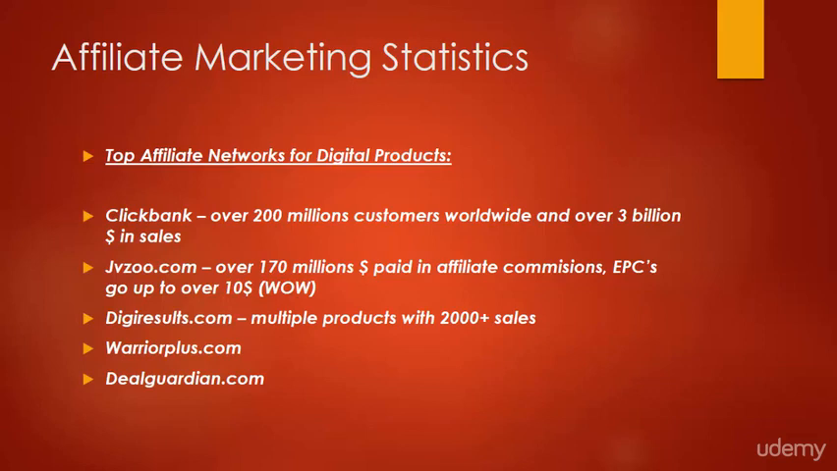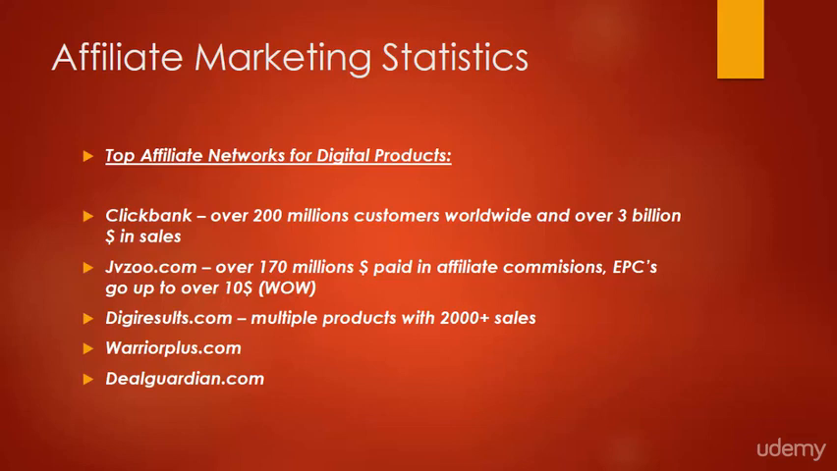Then we have jointventurezoo.com. It has over $170 million paid in affiliate commissions, and their earnings per click go up to over $10 for some of their launches and software. You should keep that website in mind, because you will see we will use it in our tactics. Practically, it's the largest marketplace for internet marketing software launches, software that is launching online in the internet marketing niche. Here you can find the best offers.